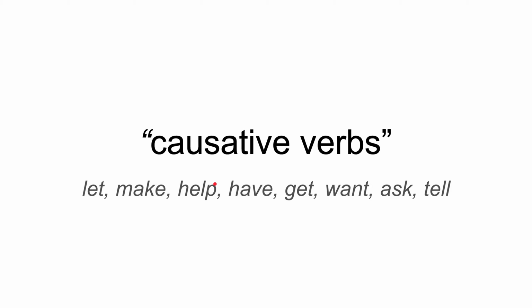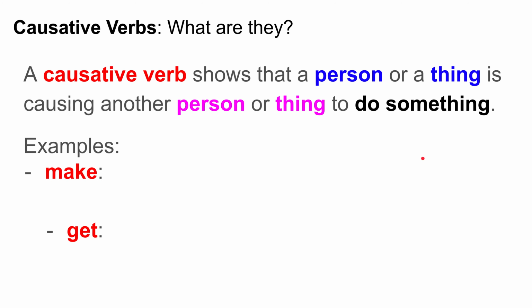Good afternoon. Today we're going to be looking at causative verbs, that is let, make, help, have, get, want, ask, and tell. So let's get started by talking about what causative verbs are. A causative verb shows that a person or thing is causing another person or thing to do something, or in other words, the person, that is the subject, is drawing an action from another person or a thing.